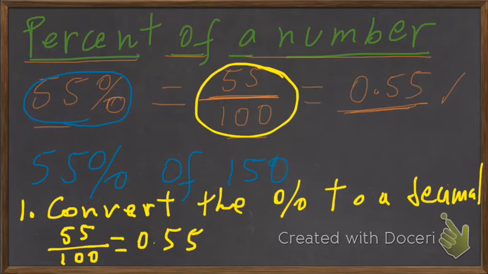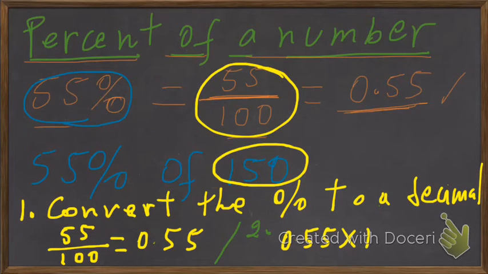Once you have that, you go to step 2. Your step 2 should be: you take this decimal, 0.55, and you multiply it by 150, and that will give you 8.25.